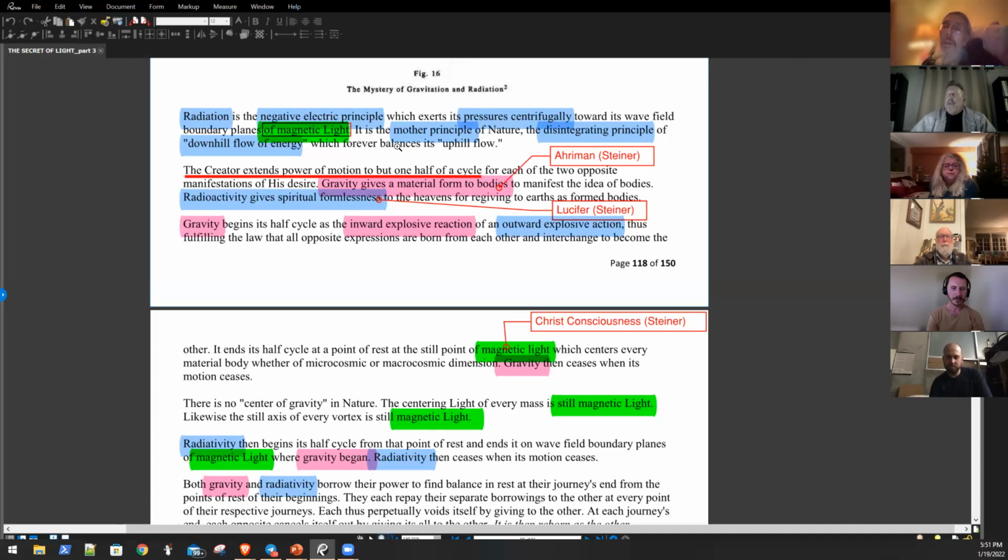So one thing that we might want to look at here is that gravity is this inward compressing force that forms density and makes everything into a solid. Within Steiner cosmology, this could almost be considered an Ahrimanic force, which is a bit different in the sense that with Ahriman, he's trying to create a denser and denser Earth, a denser and denser planet.